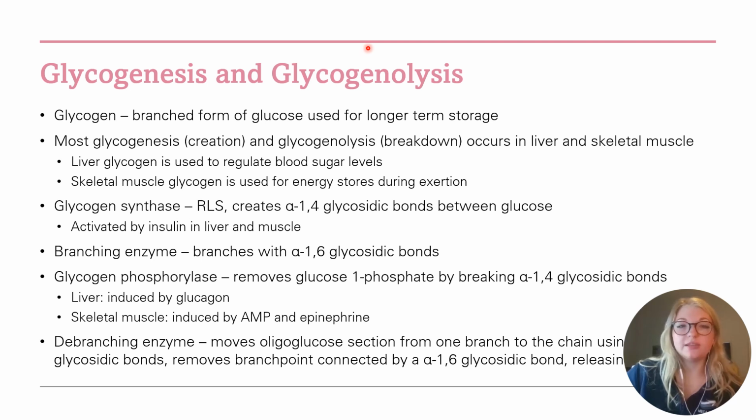the muscles. Lastly, debranching enzyme is able to move whole oligoglucose sections at a time from one branch to the chain, utilizing alpha-1,4 glycosidic bonds while simultaneously removing a branch point, releasing one glucose.